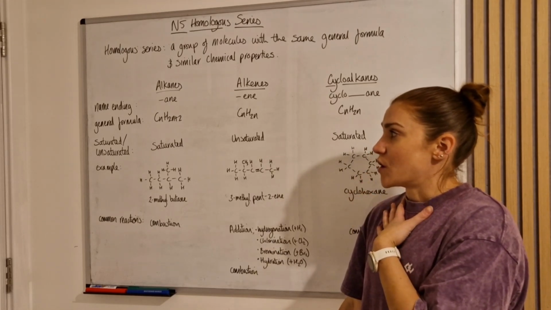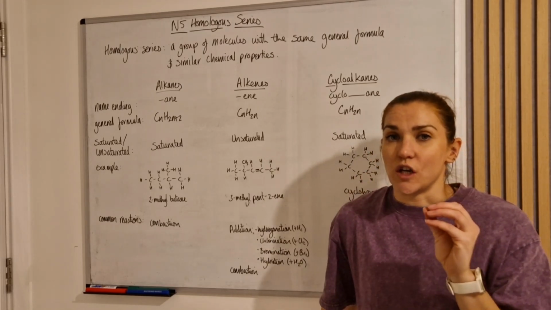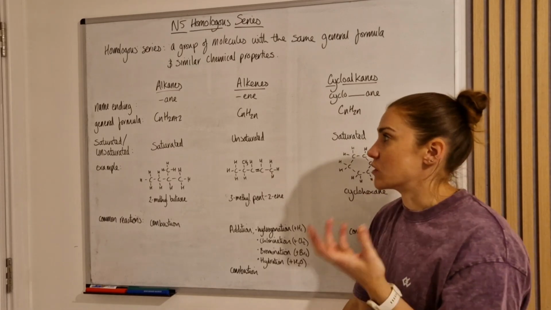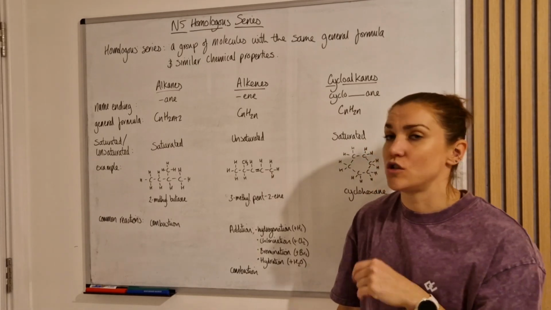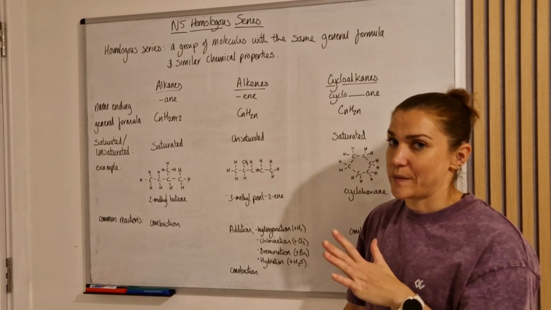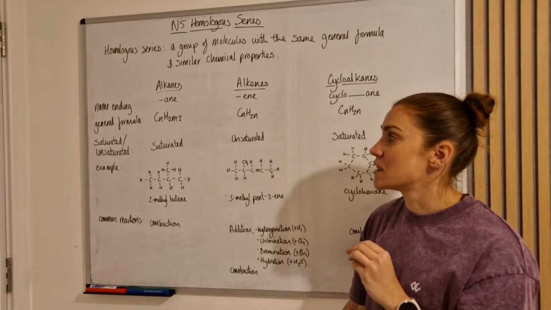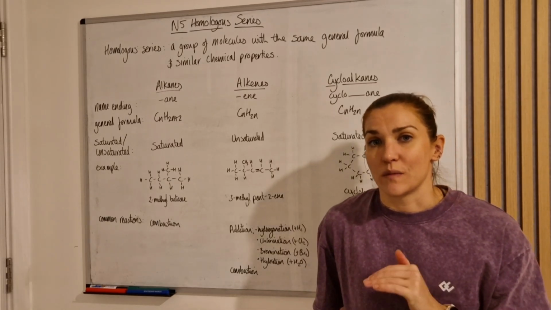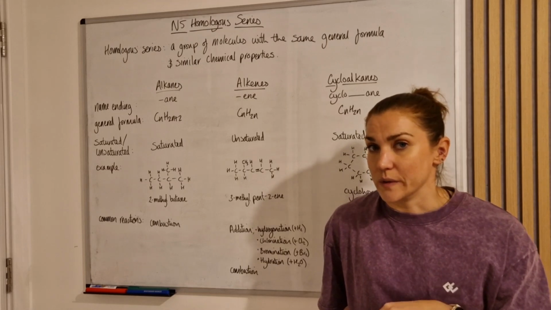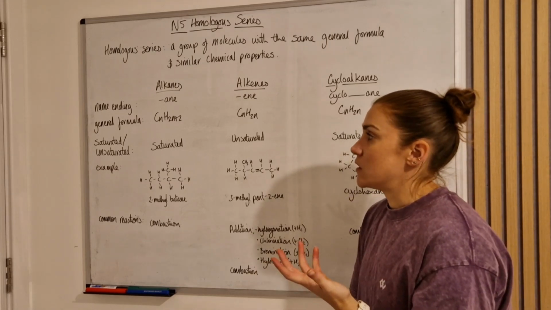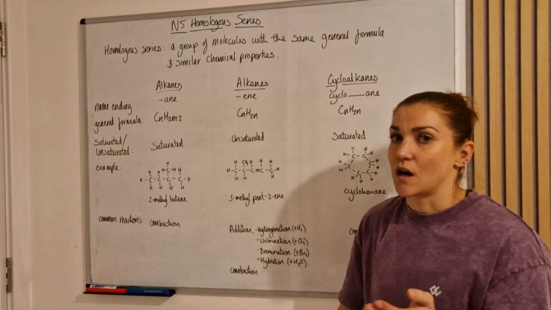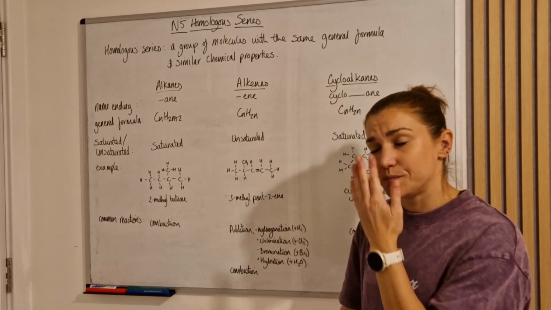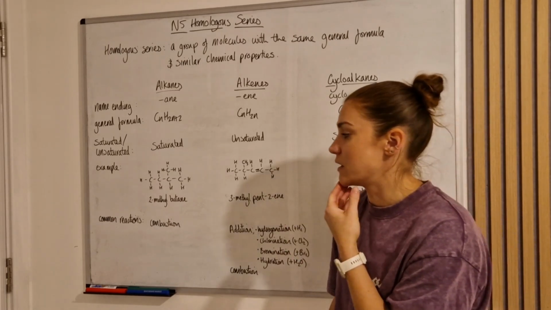And their general formula, which is essentially the ratio of carbon to hydrogen atoms, or any other atoms if there are any others there, is CnH2n+2. So you need to remember that general formula for the alkanes. It can help you identify if something is an alkane from its molecular formula. So if the molecular formula has double the number of hydrogens as it does carbons plus an extra 2, then that tells you it's an alkane.